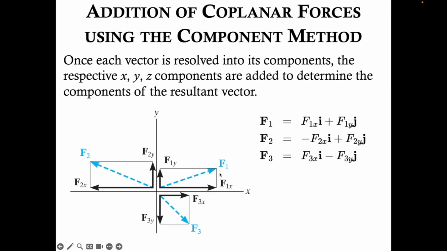Coplanar forces, F1, F2, and F3 all lie in the xy plane. So the vectors themselves, F1, F2, and F3, are all shown in blue dashed arrows. Their x and y rectangular components are shown in solid black arrows.